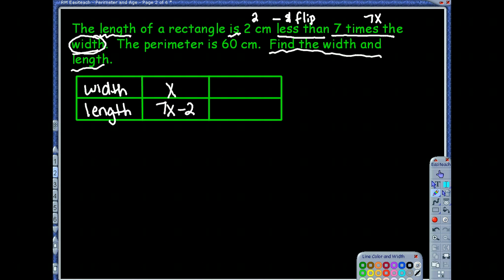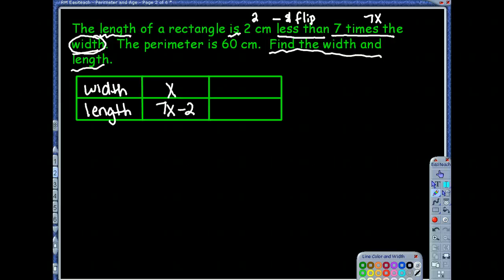Now let's refresh that one more time, make sure that we're good. It says, first of all, the length of the rectangle is 2 less than 7 times the width. We didn't know anything about the width. That gets our variable. 2 less than, we're subtracting and flipping that with 7 times the width. So 7x minus our 2.